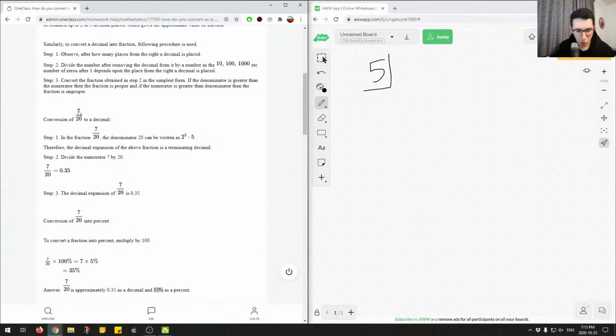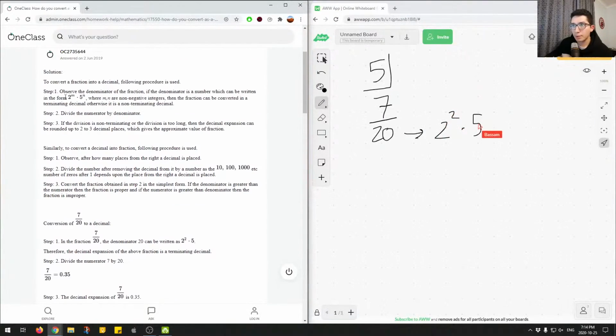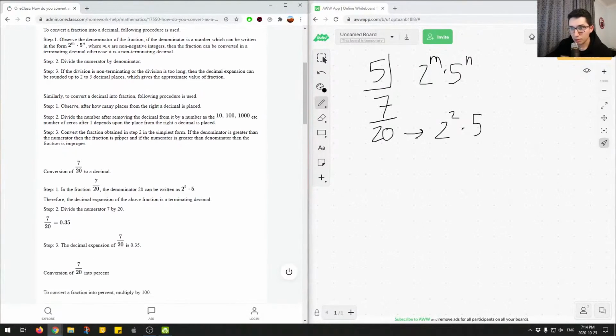So 7 over 20 is one of the fractions. If we had 7 over 20, you can see the denominator is 20, and it can be written as 2 to the power of 2 times 5. Thinking about the denominator, we look at 20. We know that 2 to the power of 2 is 4, and 4 times 5 is 20. So it can be written as 2 to the power of 2 times 5. And then going back up here, I'll write this up top: 2^m times 5^n. We can see that we put it in a format where this is true. Therefore, we have a terminating decimal.